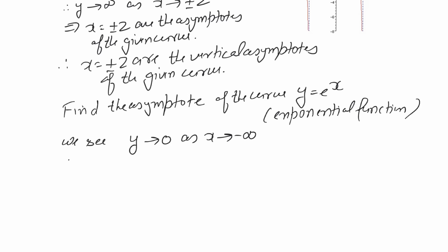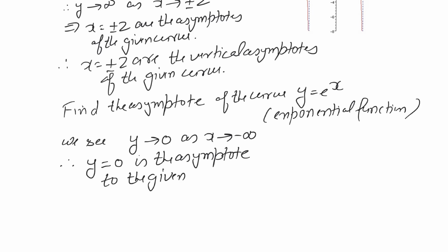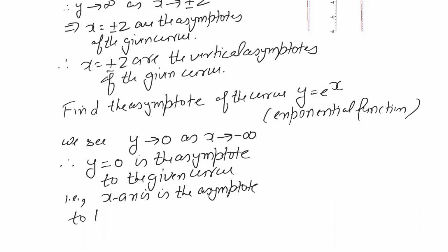Therefore y is equal to 0 is the asymptote to the given curve, that is x-axis is the asymptote to the given curve.